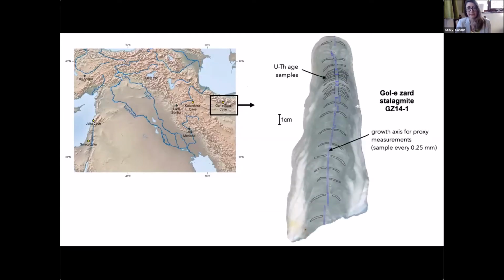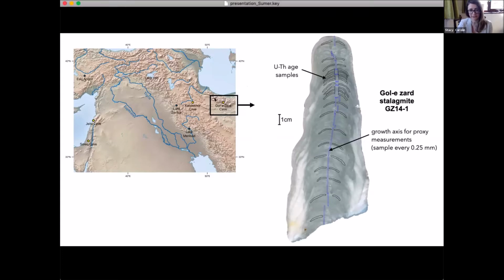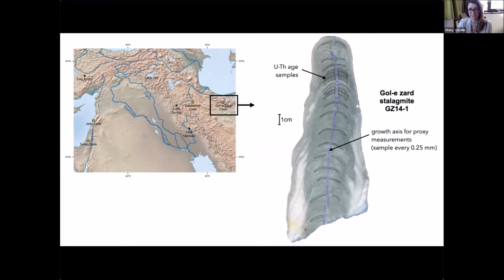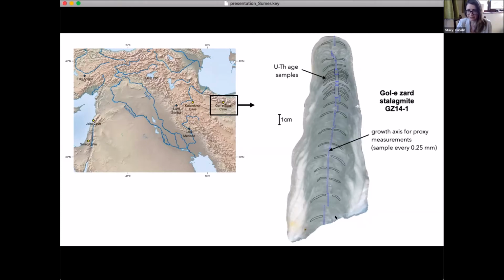Now introducing my stalagmite record. So this was collected from Golizard Cave in the Alborz Mountains in northern Iran, on the southern side of the Alborz Mountains. So you don't get any moisture from the Caspian Sea. All the moisture is coming from westerlies off of the Eastern Mediterranean, or possibly from southwesterly moisture flow from the Red Sea. So this is what the stalagmite looks like.